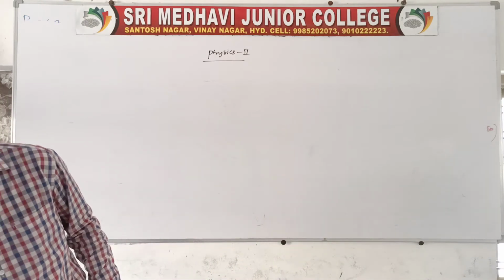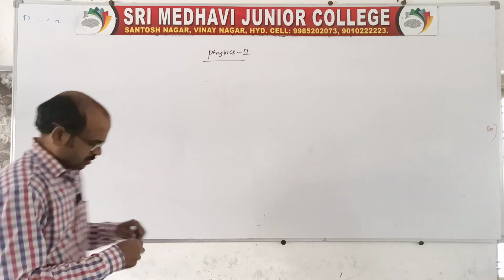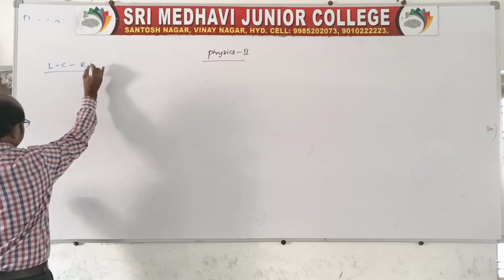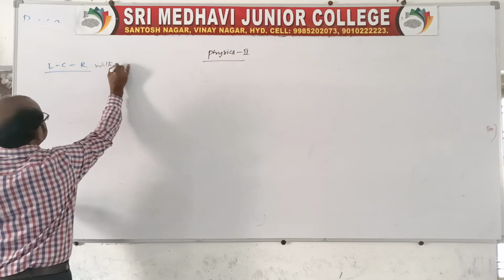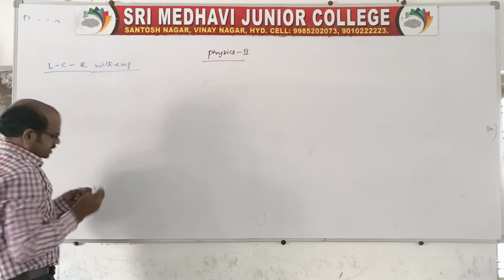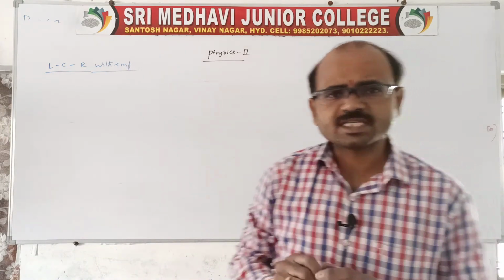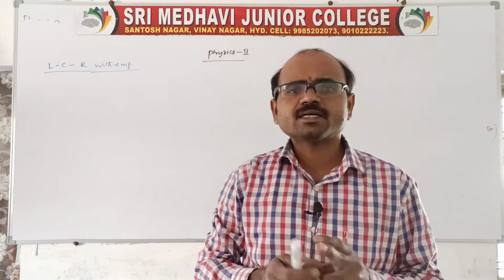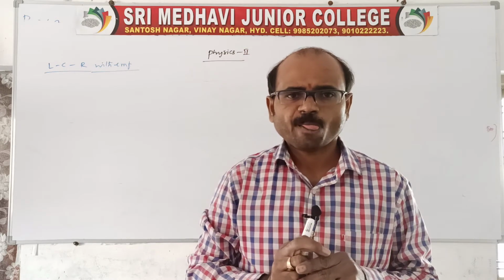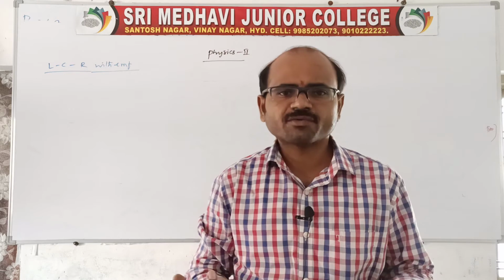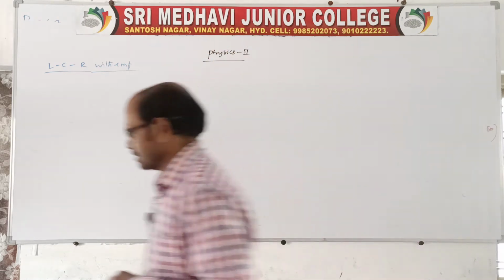Now take the LCR circuit, LCR with EMF. Now you take L, C and R connected in a series combination. We know the individual circuits: L we know, C we know, R we know. First write them all together, then afterwards we'll see what is happening.